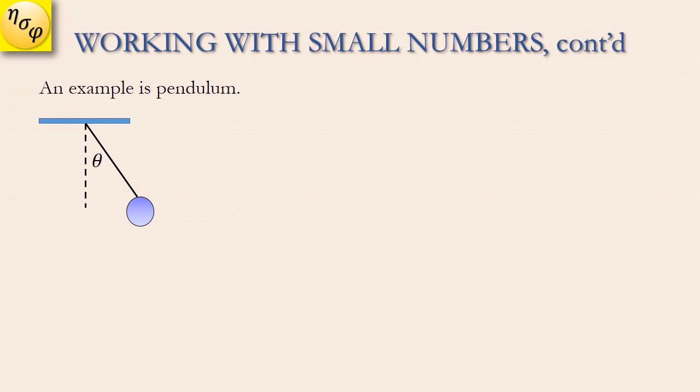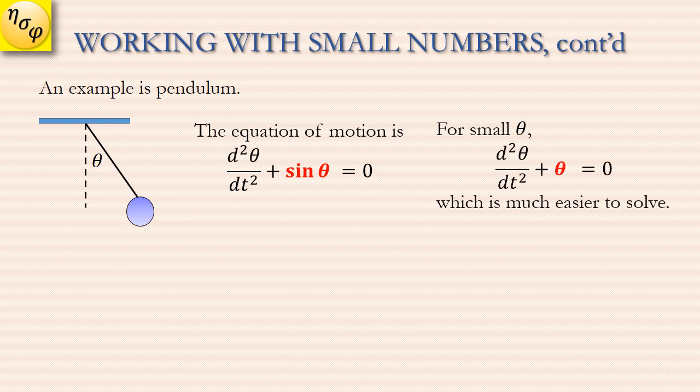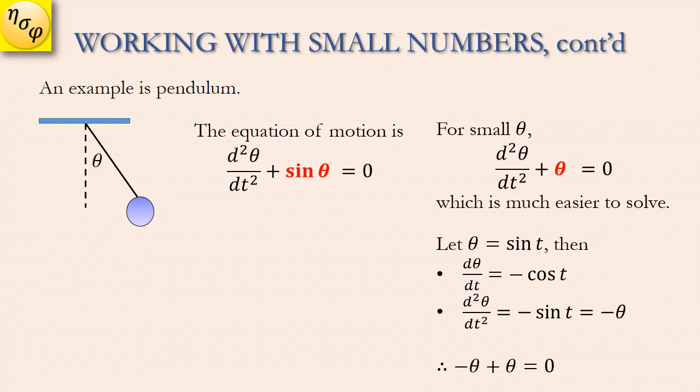An example for working with small numbers is a pendulum. A pendulum is hanging on the ceiling and oscillates with the maximum oscillation angle of theta. The equation of motion is then d2 theta over dt squared plus sine theta equals 0. As it contains sine, the solution will be rather difficult. So we can assume theta is a small angle, and then sine theta equals theta. Thus the equation now looks simpler. d2 theta over dt squared plus theta equals 0. And the solution is theta equals sine t.